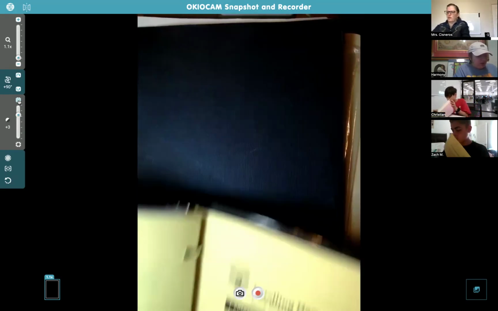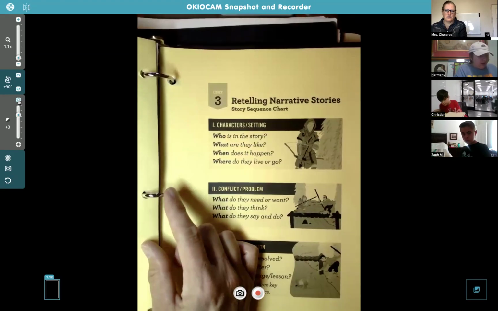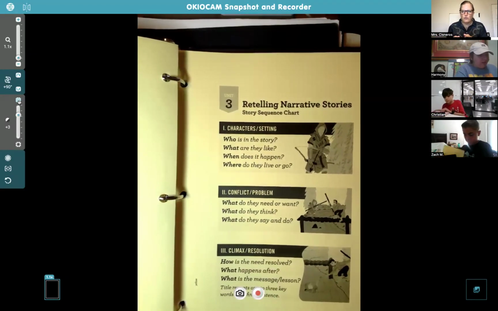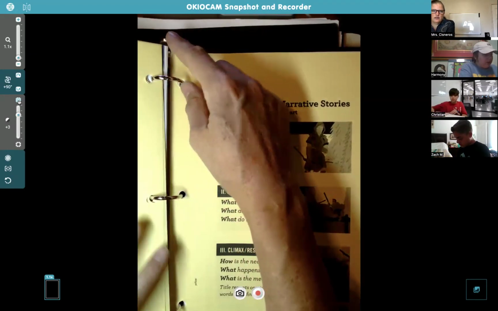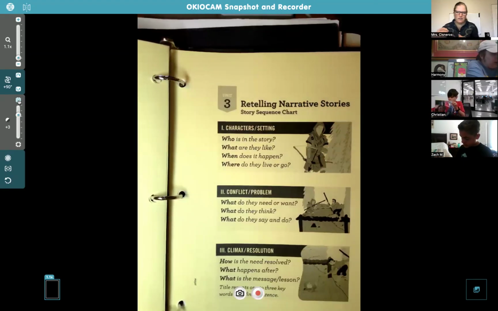Just a reminder with your binder, don't pull on the rings. When you open them, don't pull on the rings. Use these tabs here, because otherwise the rings will bend and then you can't turn the pages anymore, and that's not fun at all.